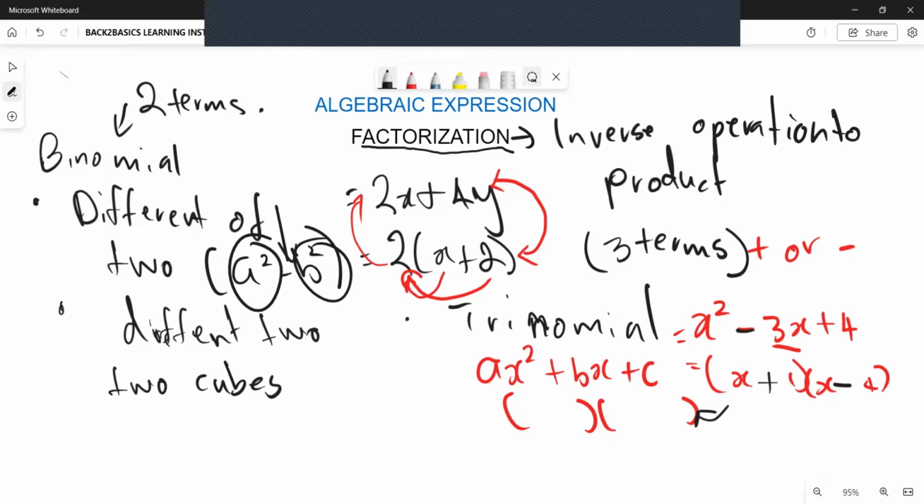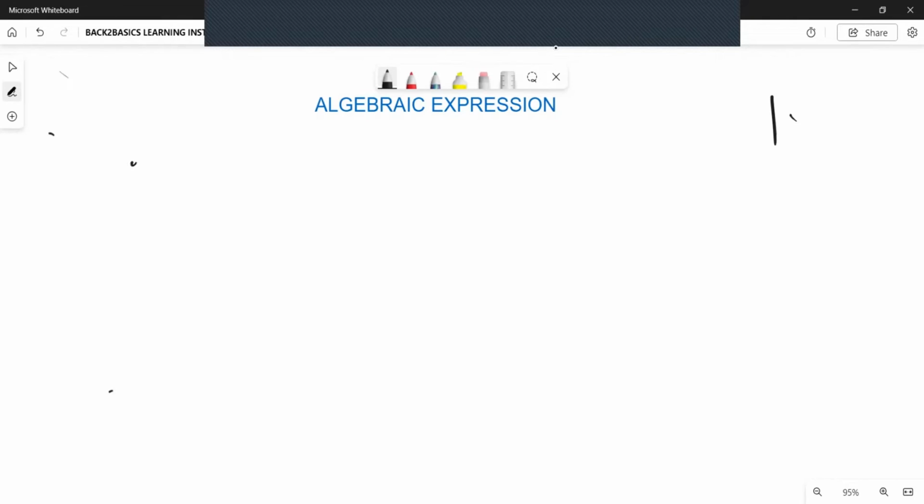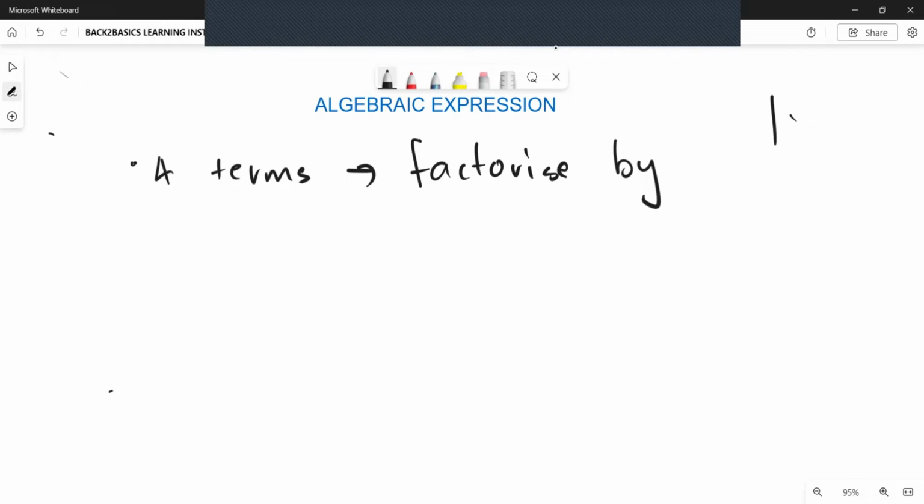So now let's try and make up some space here. If, let's say, you are given 4 terms, now you can do what we call factorize by grouping, right? This is probably when you're given 4 terms or more. Factorize by grouping, right? So how do we factorize by grouping? We factorize by grouping by firstly trying to find the pattern.